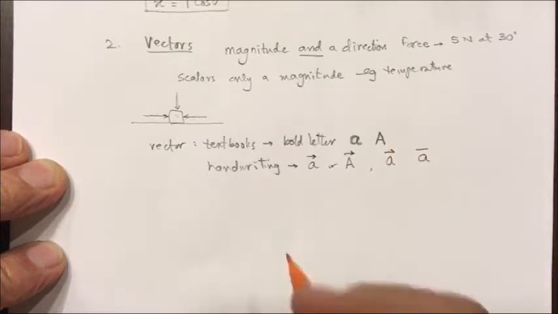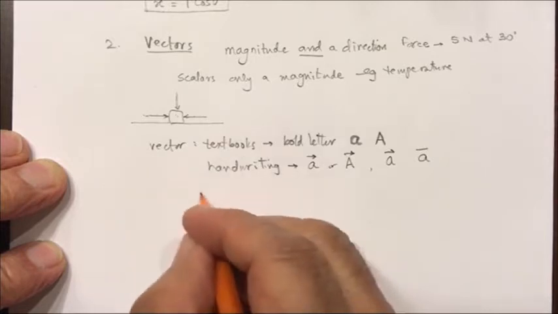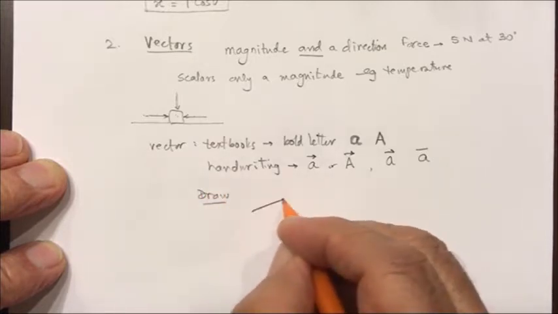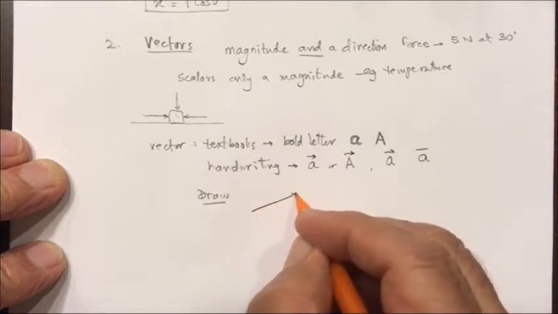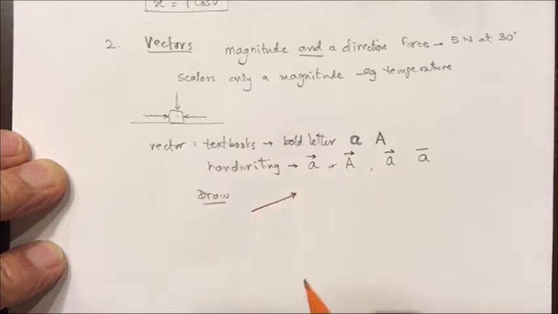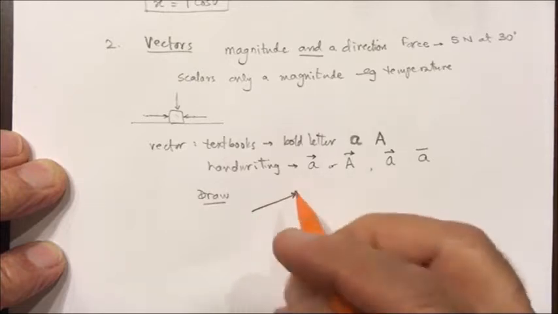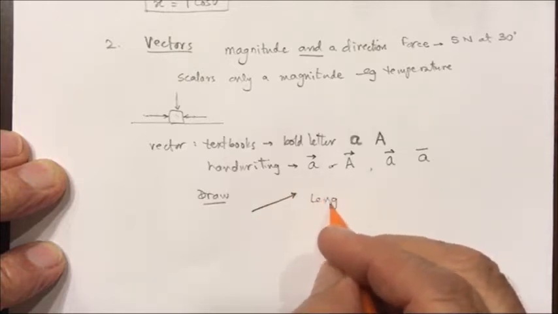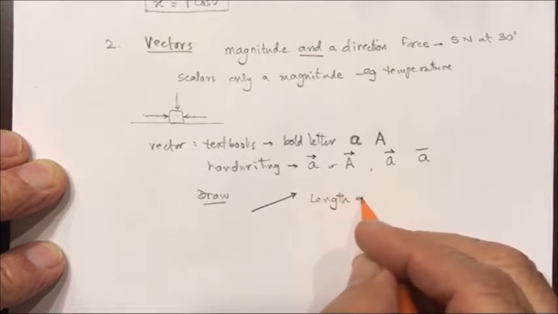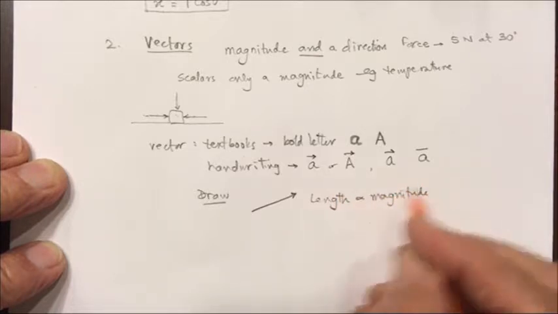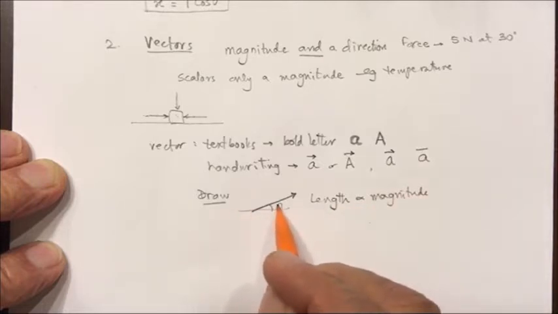And when we want to draw the vector, we draw a line of a certain length and make an arrowhead. So now this is an arrow. The length of the arrow is proportional to the magnitude, and the direction is the direction of the vector.